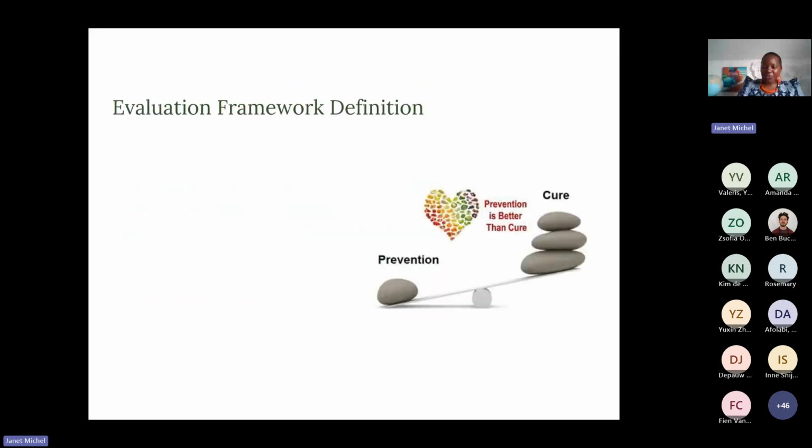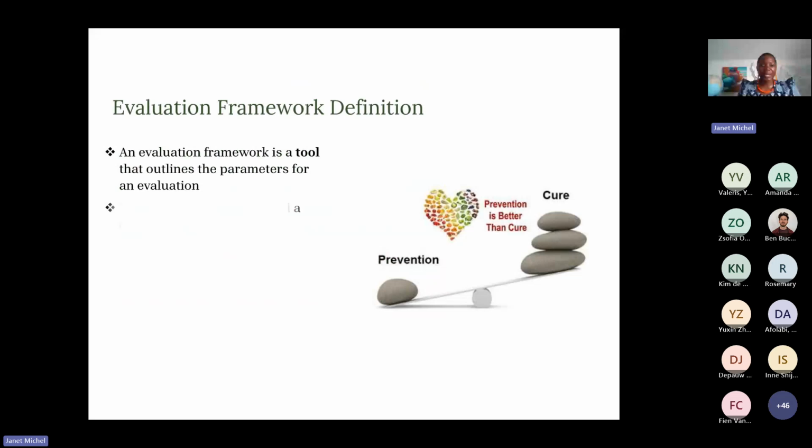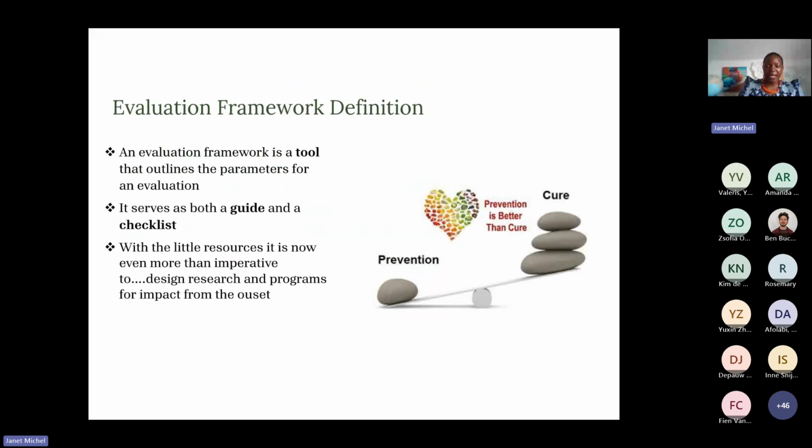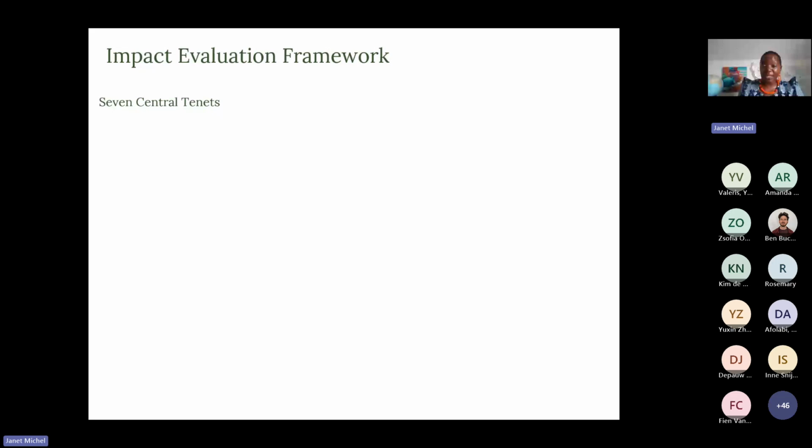So I'll introduce the actual framework. What is a framework? It's a tool that outlines parameters for an evaluation, which serves as both a guide and a checklist. And so there's more focus. We better do this proactively than wait until somebody comes and says, show me your impact, and then you realize you don't have the data.